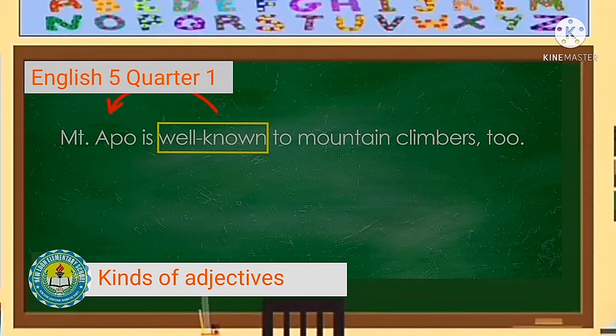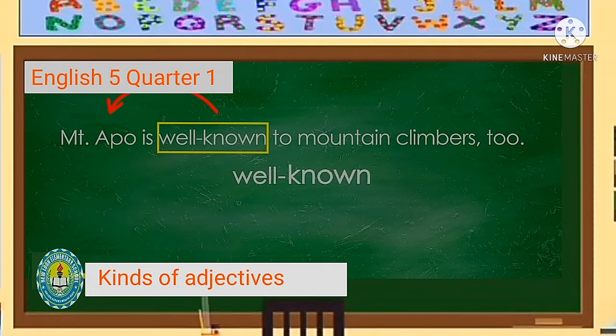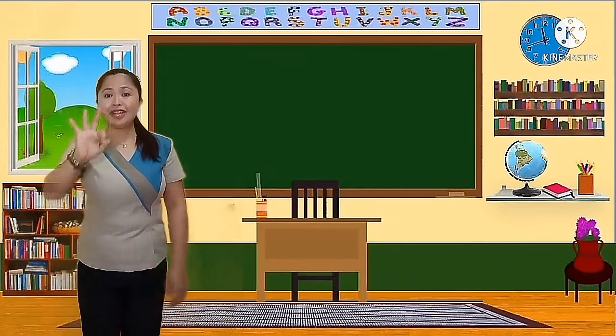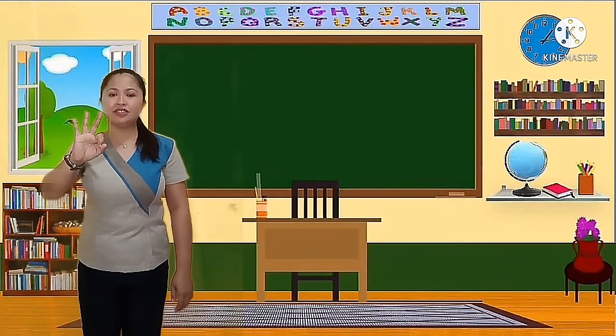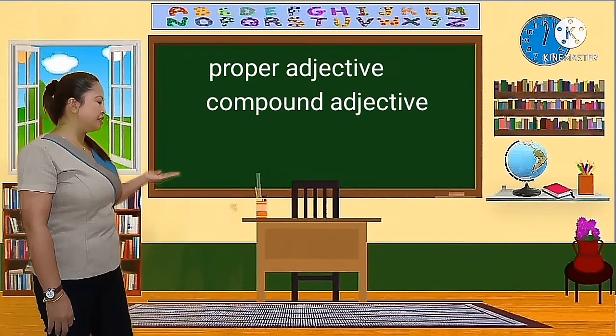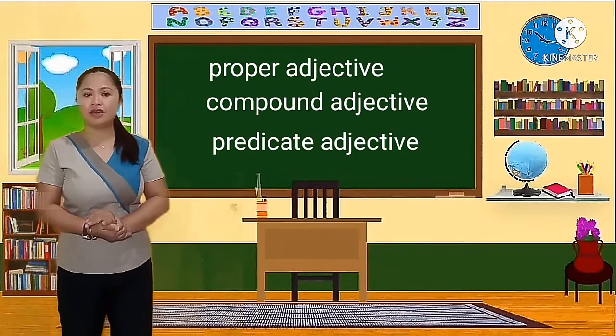Well known is an adjective composed of two words, well and known, joined by a hyphen. This means that well-known is a compound adjective. A compound adjective can be used in the subject or a predicate portion of a sentence. A compound adjective is an adjective made of two words that modifies the same noun. The three adjectives that we discussed are proper adjective, compound adjective, and predicate adjective.